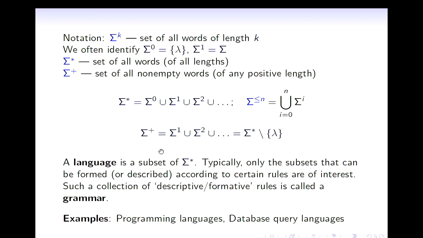And then you can see that sigma plus would be all words of length 1, plus all the words of length 2, and so on, but not the empty word, and therefore this is the same as sigma star without lambda. That already concludes the introduction to that basic concept of alphabets and words that we can construct over alphabets.